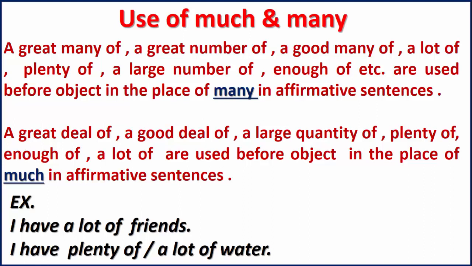Now look at the next rule. We can use a great deal of, a great number of, a good many of, a lot of, plenty of, a large number of, enough of before the object in place of many in affirmative sentences. Other than these, a great deal of, a good deal of, plenty of, enough of, a lot of are used before the object in place of much in affirmative sentences.